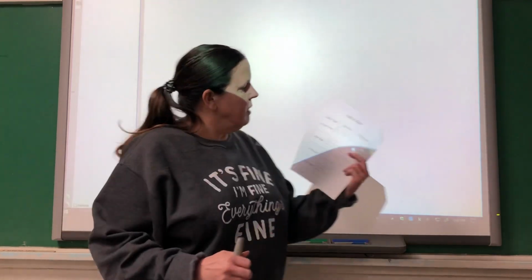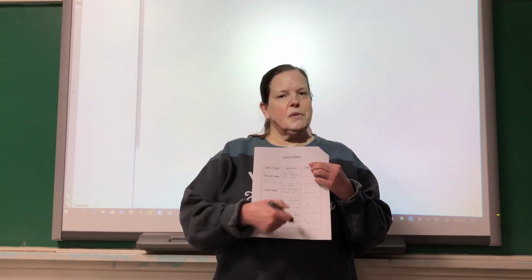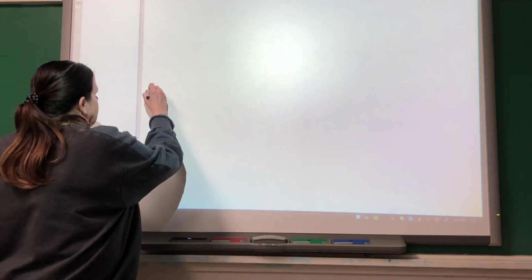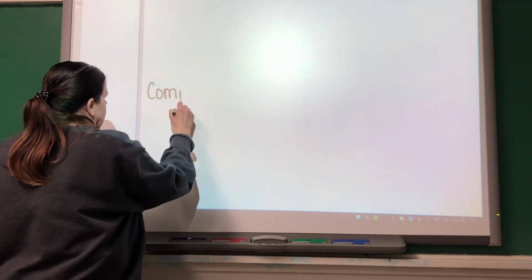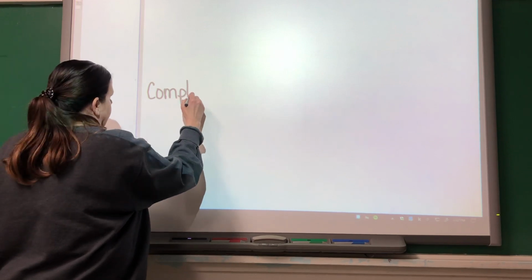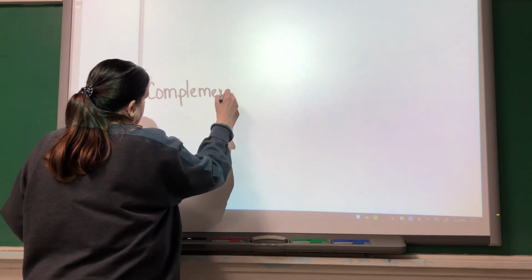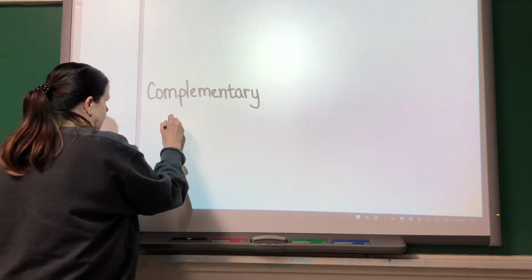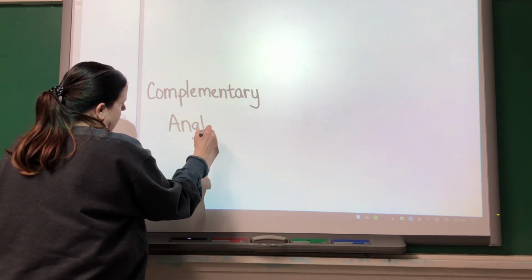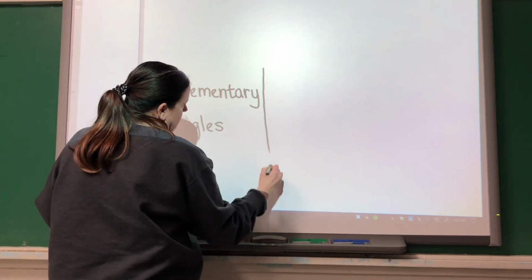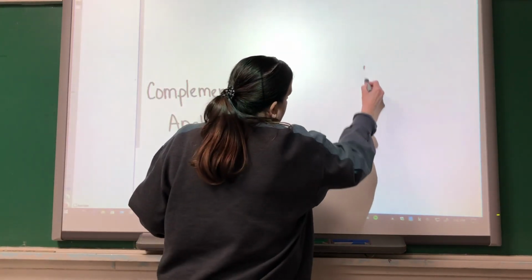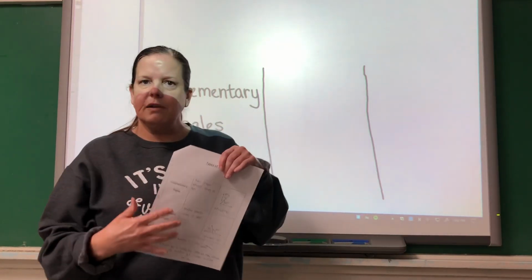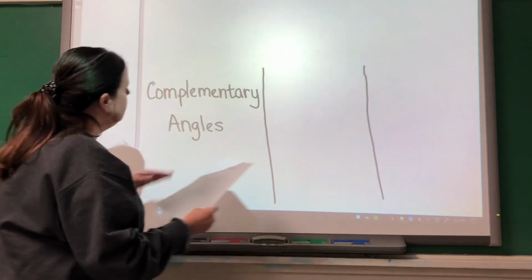So we do want to make sure we don't forget the 4 different types of angles. And now we have a couple more that we want to add on, a couple more types here. Okay, so the first of the 2 types that we have on this last page of our notes is complementary angles.